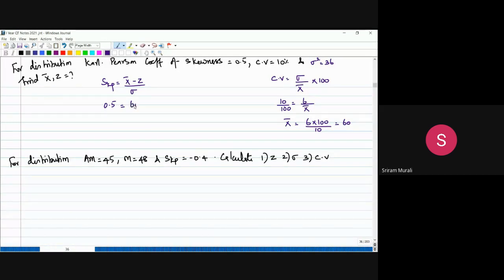So 60 minus mode divided by sigma, which is 6, because just now we found 0.5 into 6. 5 by 10 into 6 is equal to 60 minus mode. This implies the mode is equal to 60 minus 30 by 10. So the answer will be 57. Have you all understood? Yes, sir.